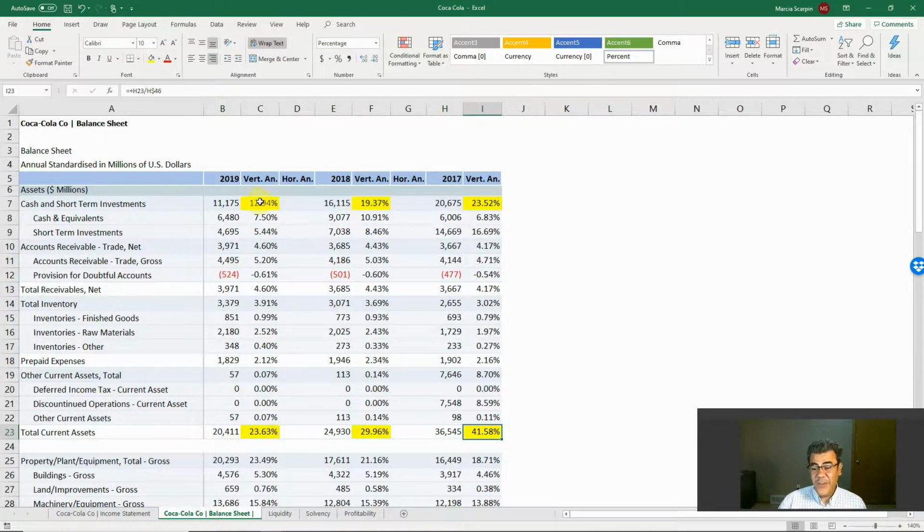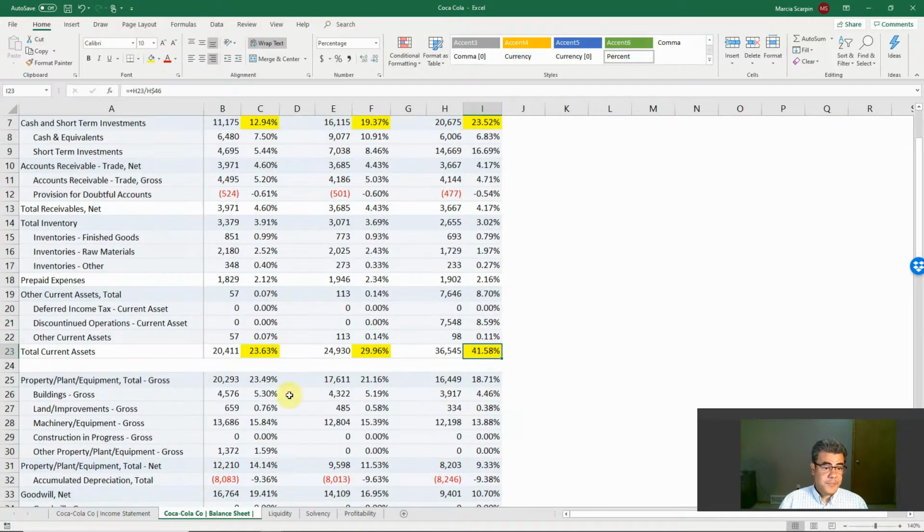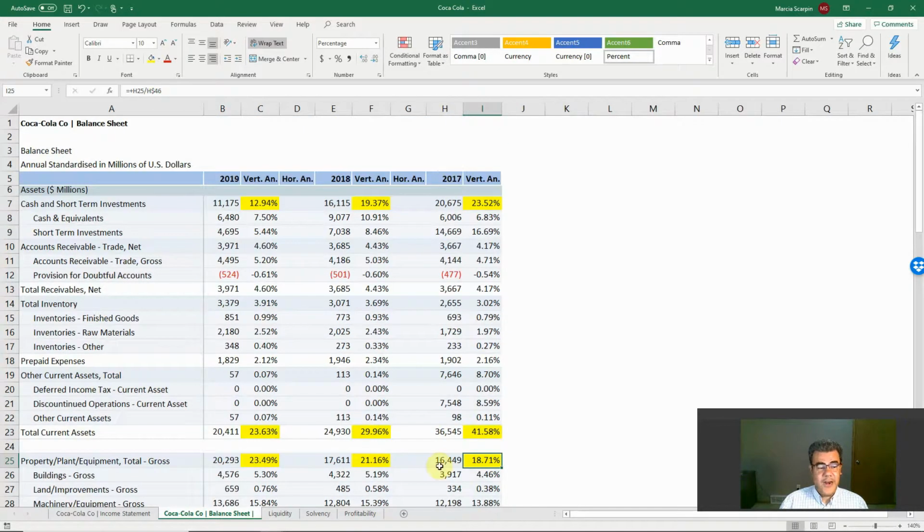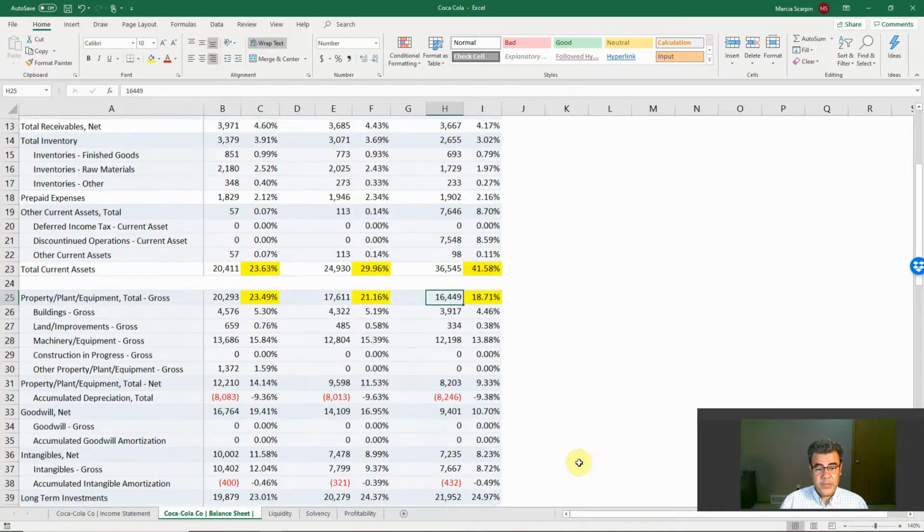So half of our current assets, it is cash. So a very large number, but it was 41 in 2017. Wow. And property, plant, and equipment usually is the largest number for non-financial companies, but Coca-Cola, again, the cash is so big. In 2017, it was larger than all of their property, plant, and equipment. Wow, very, very good company here.